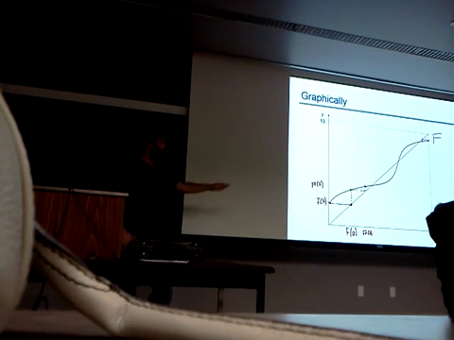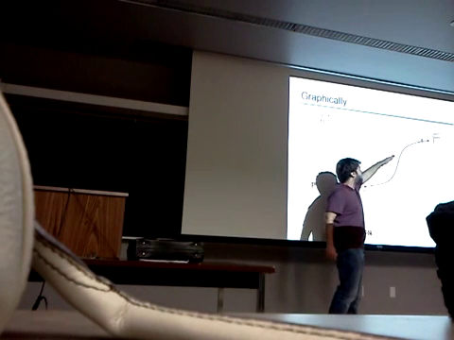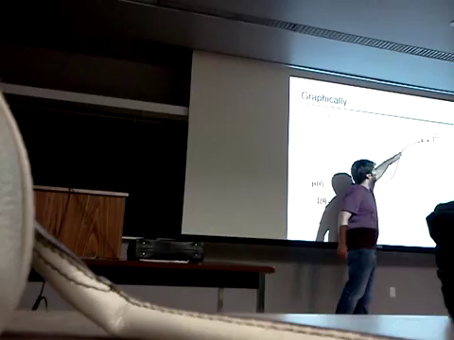But this function is monotonic, and the way you can see it's monotonic is because it's actually increasing. Right? It's always increasing. The slope is always positive here.